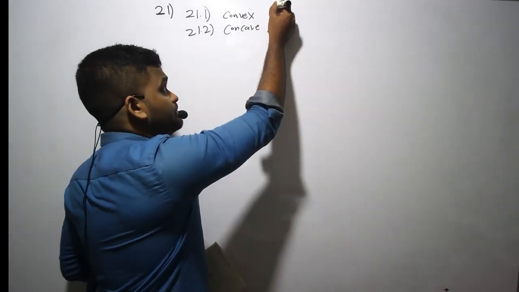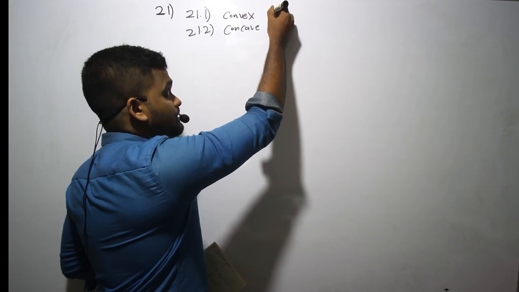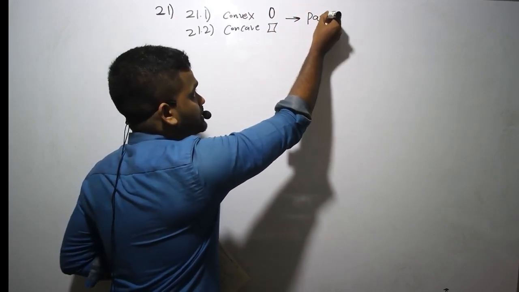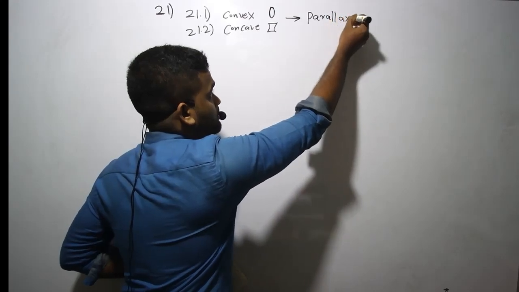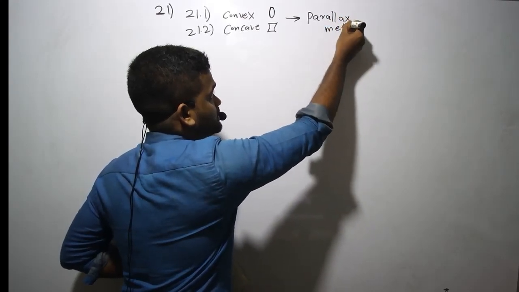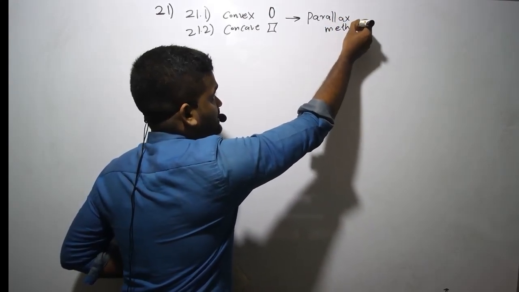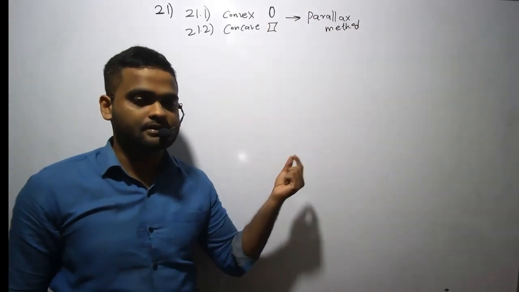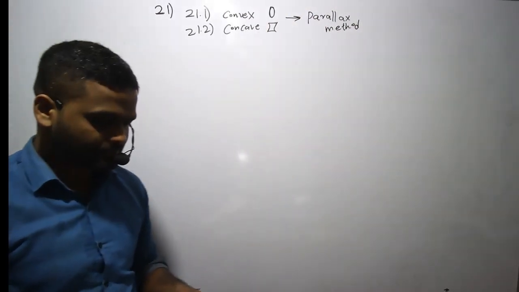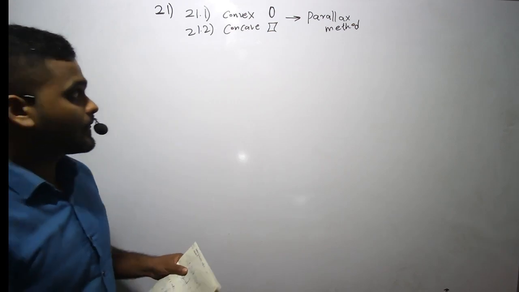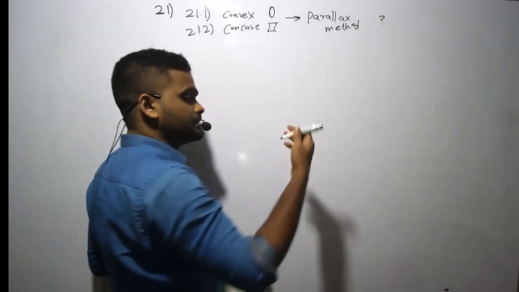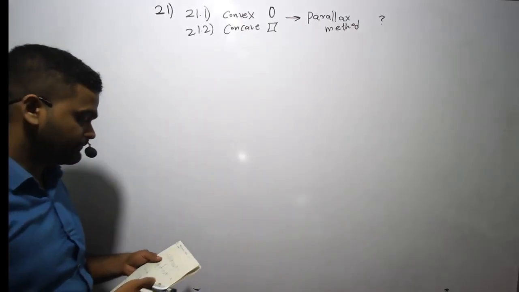So to locate the images, we need to locate the images. For that, we are going to use a method called parallax method or the no parallax method. So that's how we find the location of the images, right? Okay. So before doing that, I'll recall some theory parts here.